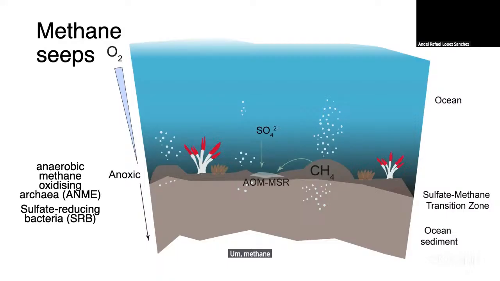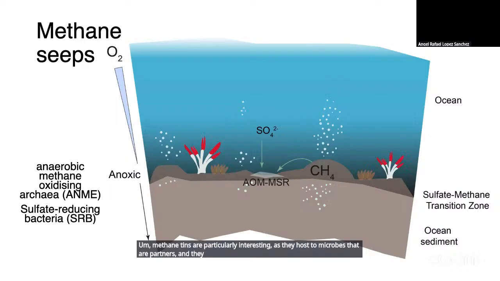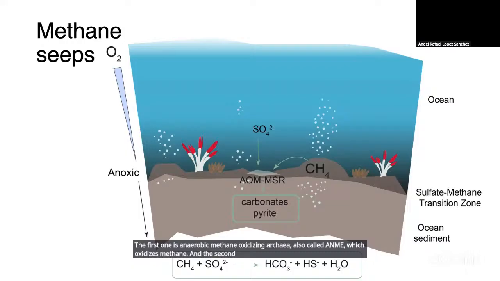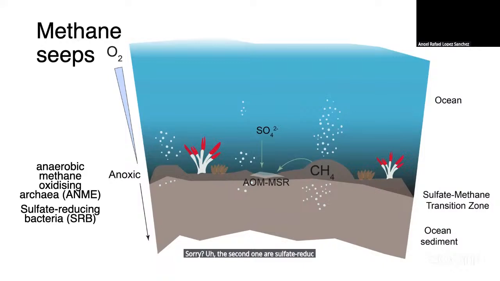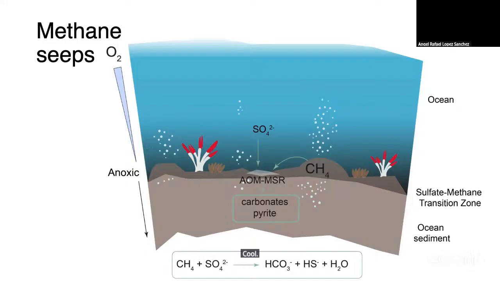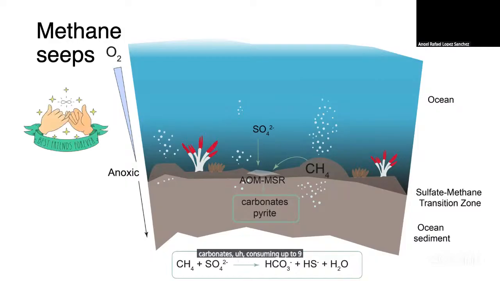Methane seeps are particularly interesting as they host two microbes that are partners, and they work together, helping each other. The first one is anaerobic methane oxidizing archaea, also called ANME, which oxidizes methane. And the second one are sulfate-reducing bacteria, which reduce sulfate. This microbial friendship converts the methane into rocks, carbonates, consuming up to 90% of the upflowing methane.